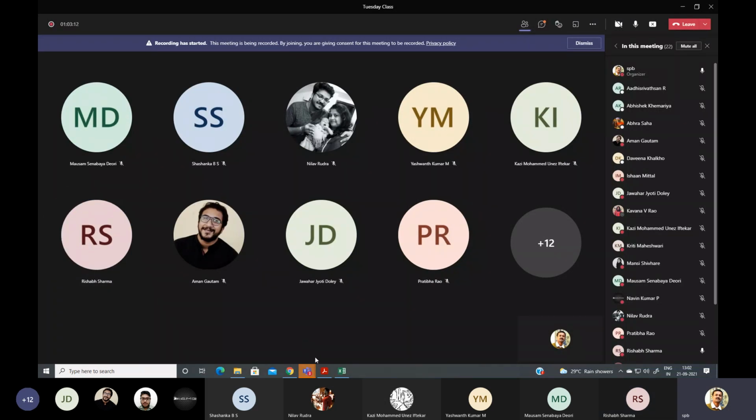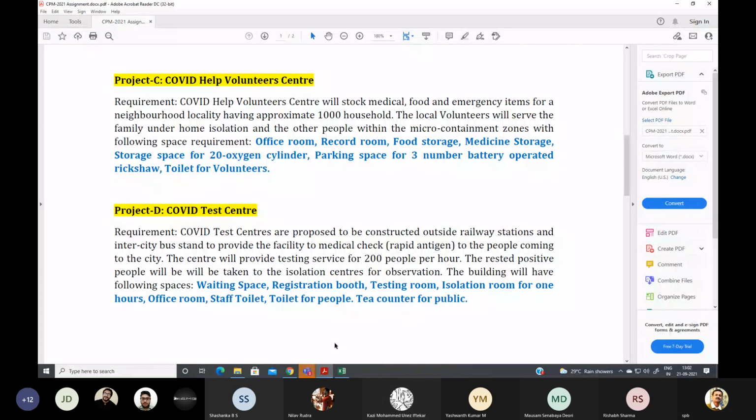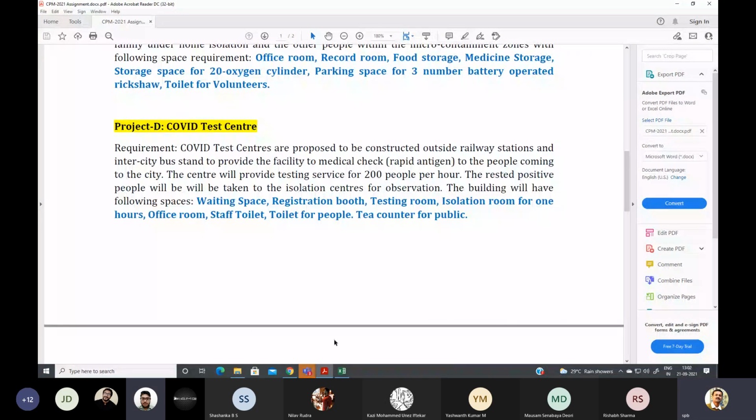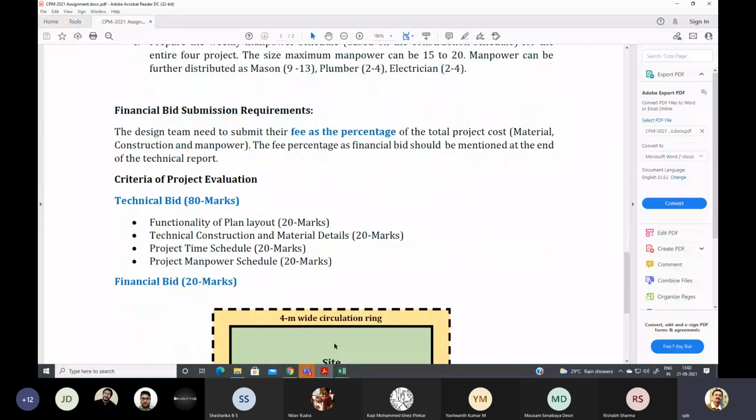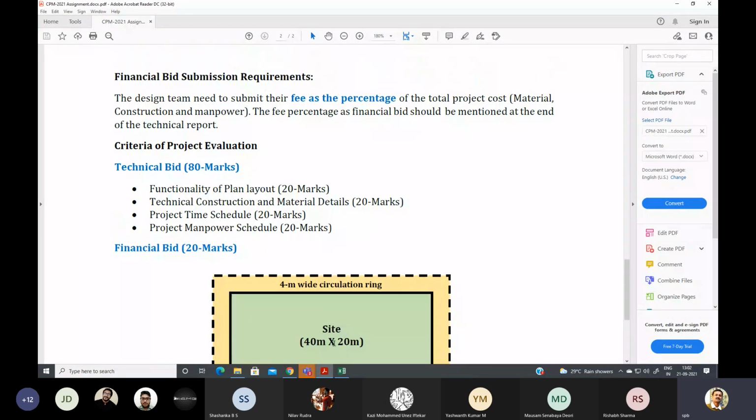That will be very interesting. Should I do that, sir? No, first, only one thing you do. You don't write your financial fees in the report. The group should give me a confidential mail saying that I will take this much amount.